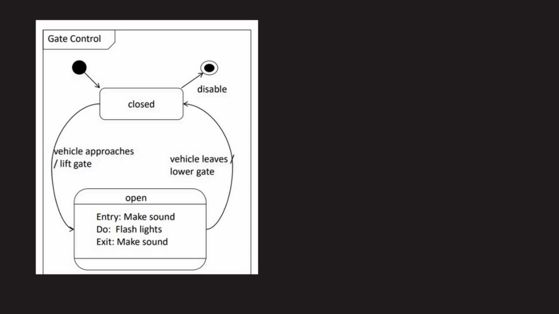So in this video I will go over this revised version of the gate control system. This is part 3 of the UML State Machines.